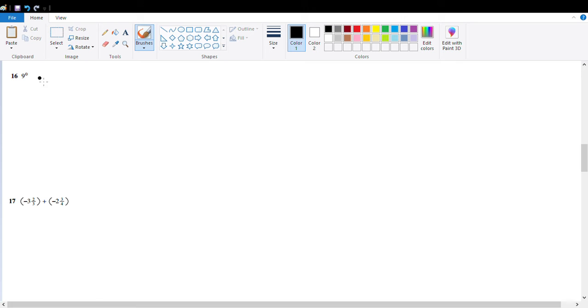Now let's move on to 16. What is 9 to the 0 power? What's that? If you write 0, you're wrong. That's basically 1. So again, if you guys don't remember, any number to the 0 power is 1. So let's say we have 256 to the 0 power. What's that? It's basically 1.